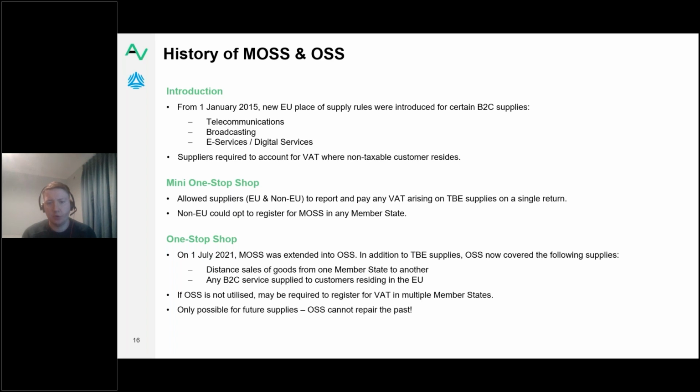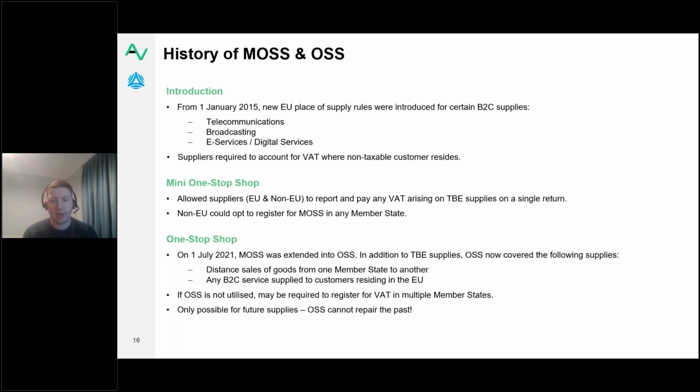So in addition to the above services, OSS also covers any distance sales of goods from one EU member state to another. A distance sale is typically goods sold by a business to a consumer that crosses from one EU territory to another. And then it also covered any B2C service supplied to customers residing in the EU that were subject to VAT in the EU. Then OSS is just a simplification, to cut down on administration.